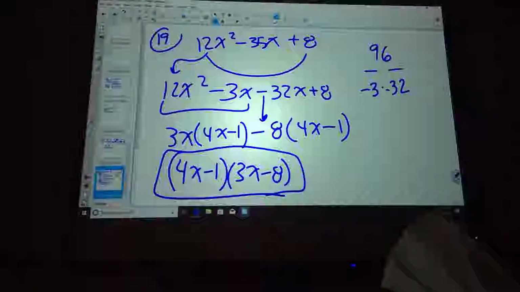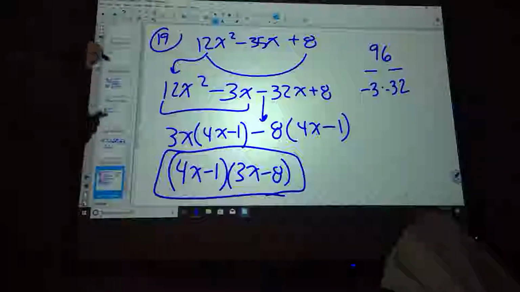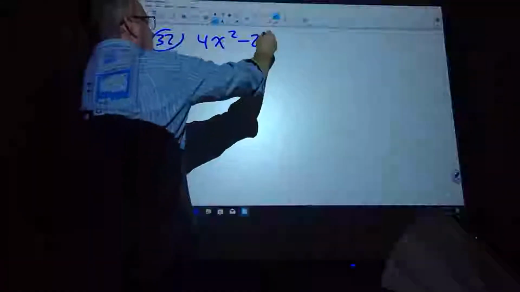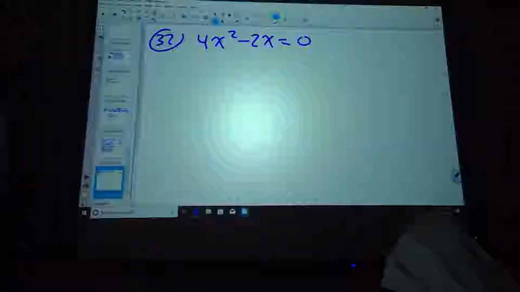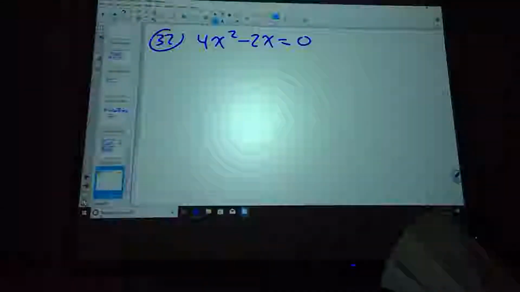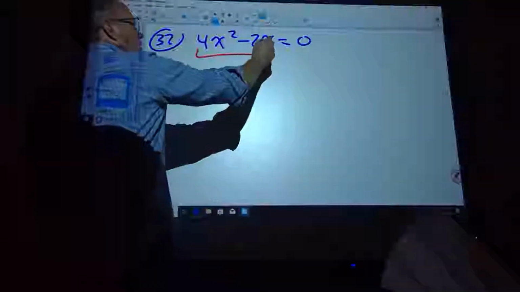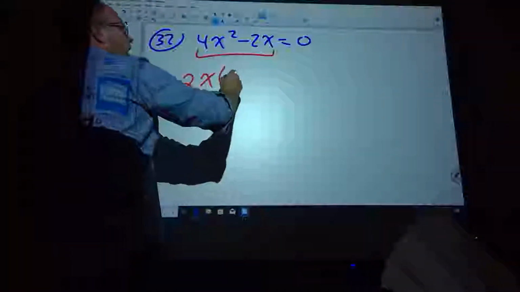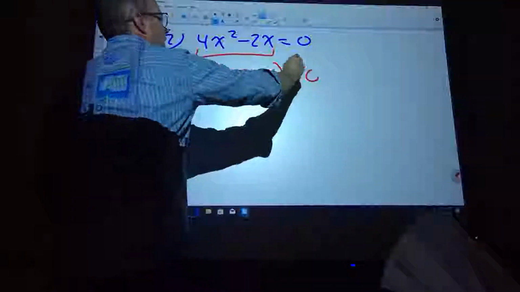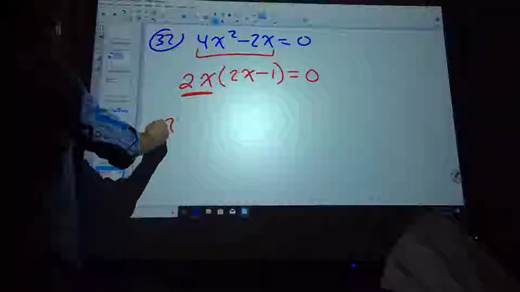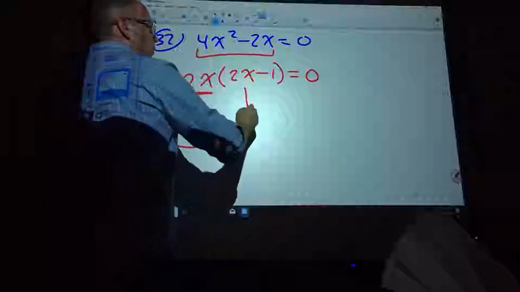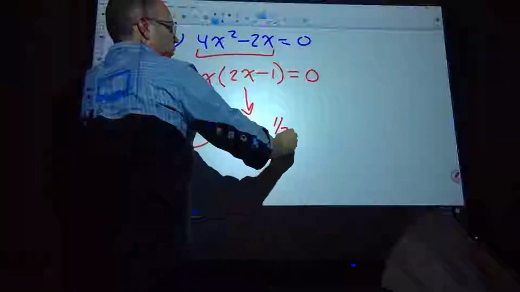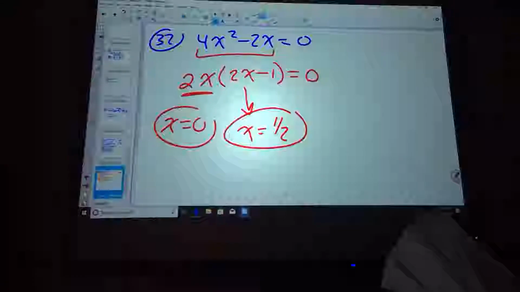Okay. What else? 32. What does it say? 4x squared minus 2x equals 0. Like that? Yep. Okay, so that is two terms, so some people will say, well, let's go right to difference of two squares, but it's not difference of two squares because 2x isn't a perfect square. So then you might have to start thinking, okay, can I factor something out of both of those? And the answer is yes. And that's how those would factor. This is going to result in x equals 0, and then this is going to result in x equals 1 over 2.